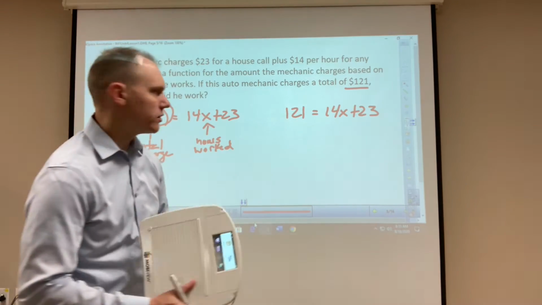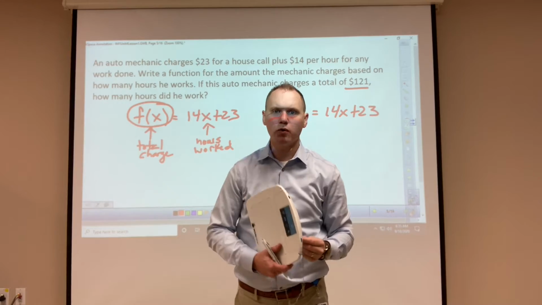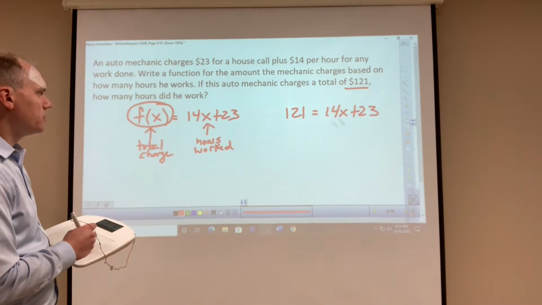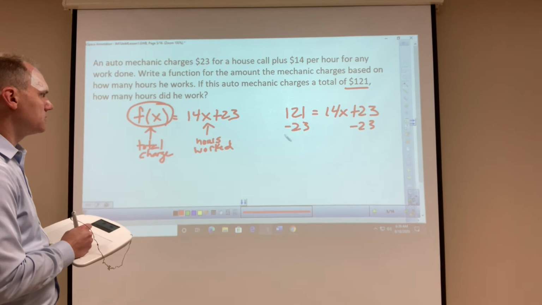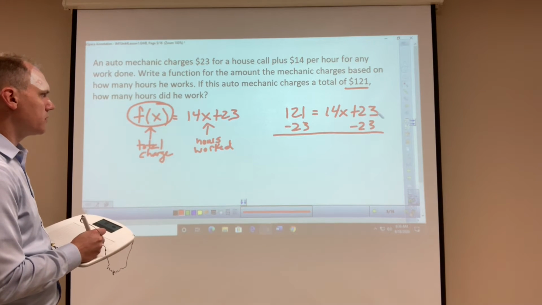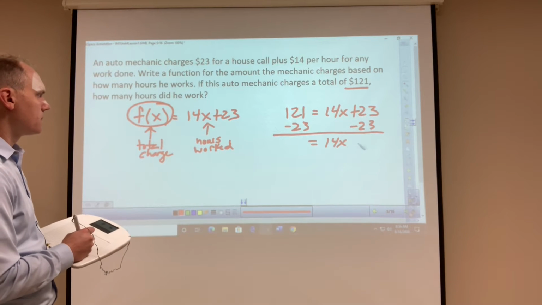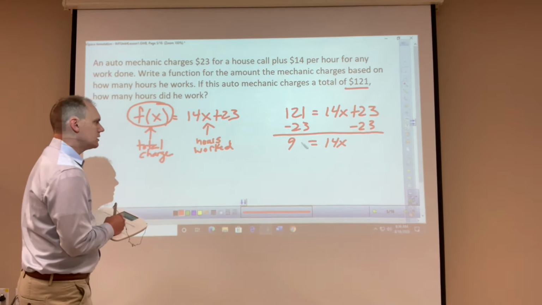All right, so what we want to do is get x by itself, right? We want to isolate x so that we know what quantity it's equal to. So we can subtract 23 on both sides. So 23 minus 23 is 0, so it's going to just leave us with 14x. And then 121 minus 23 would be 98.